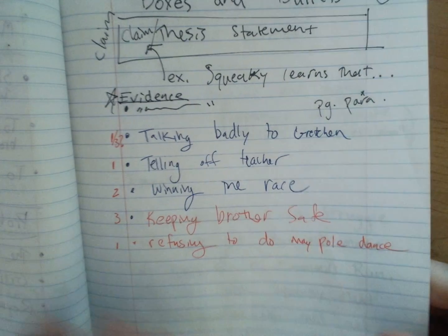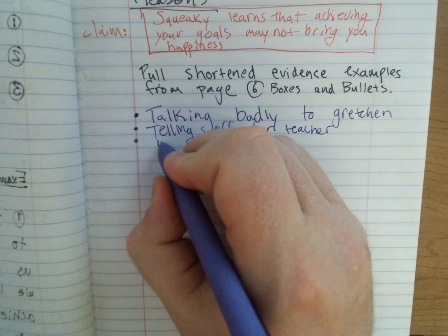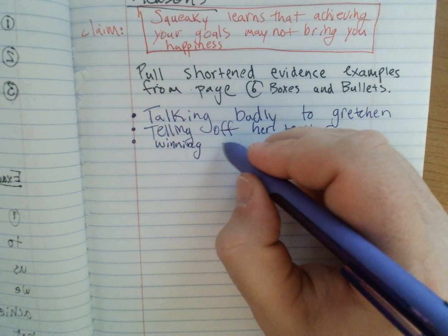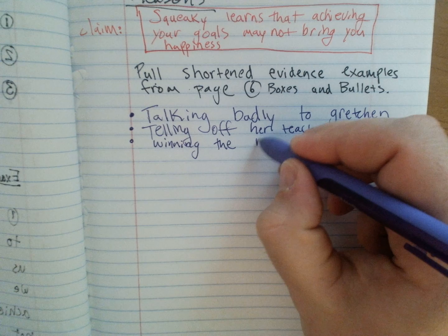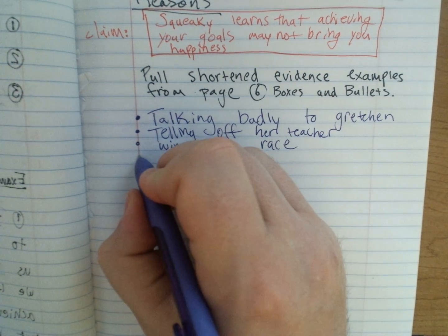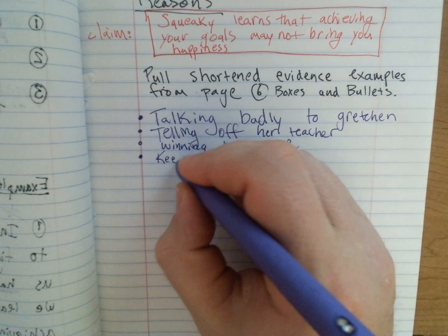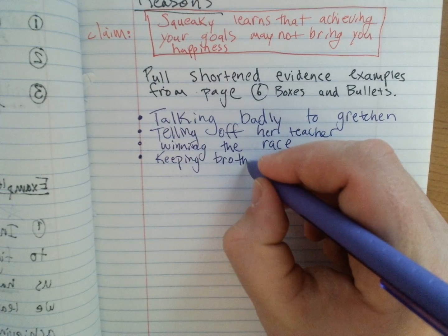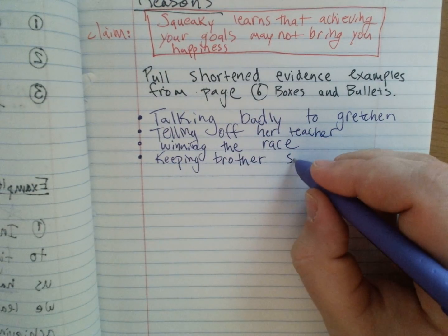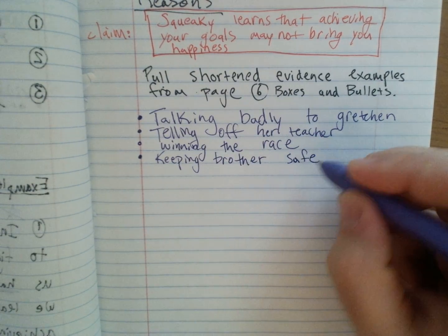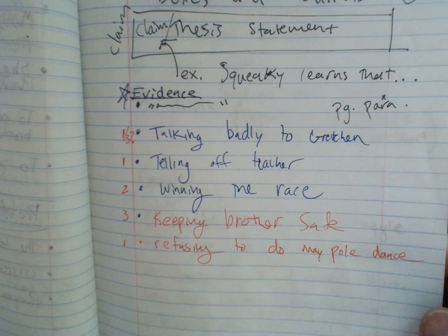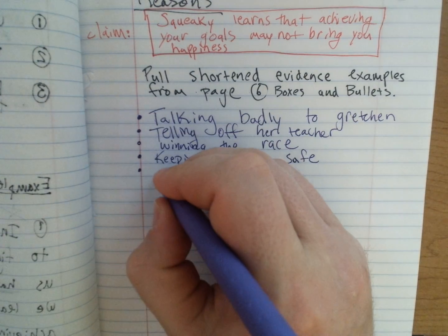Okay, so I'm going to write in winning the race. Remember, mine all has to do with something that she achieved or that she wanted to achieve. And my last one is refusing to do the maypole dance.